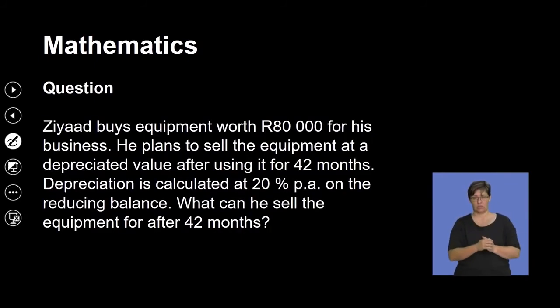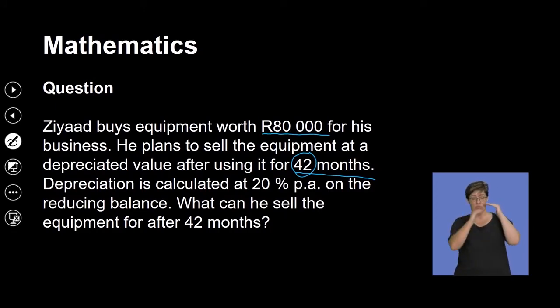Another question. So Ziad buys equipment worth 80,000 for his business, right? So he's starting a business, and he goes to the shop and they say to him, no, you would need to spend 80,000 for all the equipment that you need. It might be a logistics company, so it might be computers or anything of that sort. But now he plans to sell the equipment at a depreciated value after using it for 42 months. So remember, we said depreciation is on a yearly basis, but here they're giving it to us on a monthly basis. So you will need to first convert how many years are in 42 months.